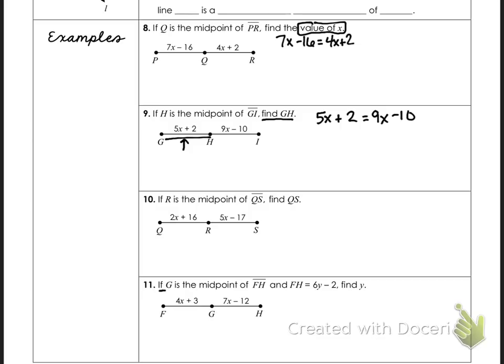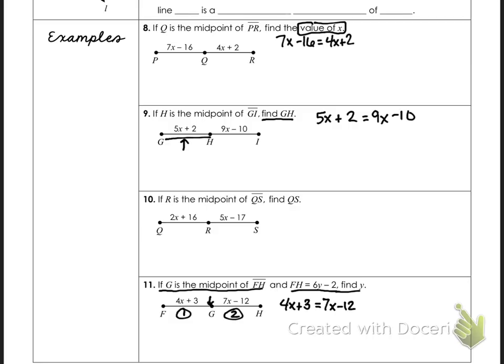Okay, it says if G is the midpoint of FH, and then FH is equal to 6y minus 2, find y. So we know that somewhere in there, we're going to have to add in a y. All right, but I'm going to go back and think, okay, what do I know? I know G is the midpoint. I know this is part 1. I know this is part 2. Okay, what can I find out about this problem? All right. So I know that 4x plus 3 has got to equal 7x minus 12.